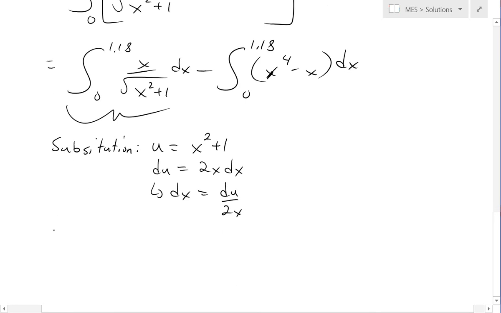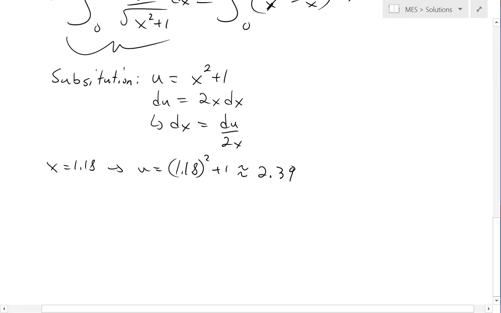We also have these two points, so at x equals 1.18, u is equal to 1.18 squared plus 1, and this is roughly 2.39. You can plug that into the calculator and you should get something like that.